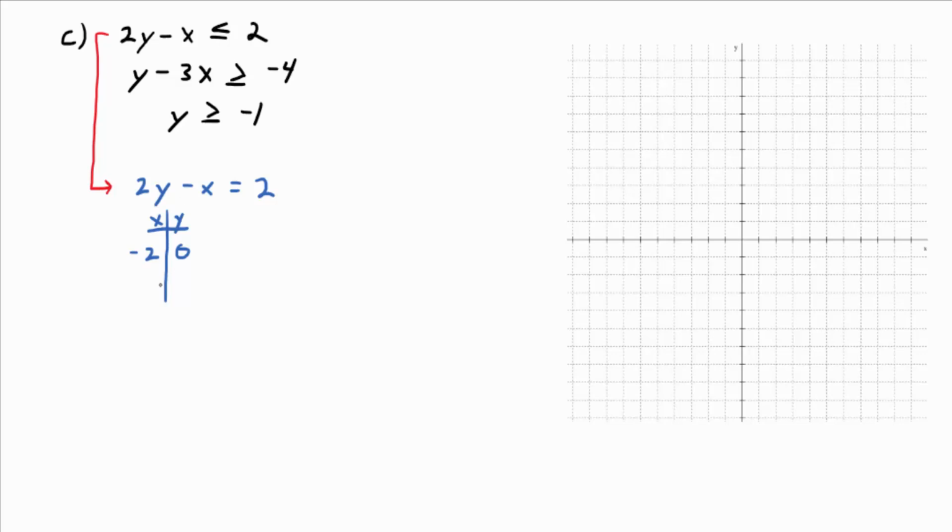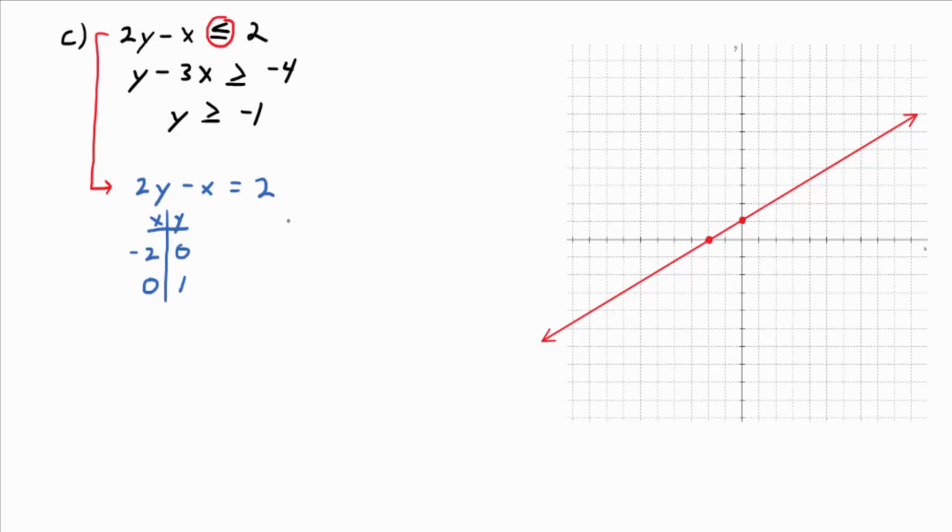If you want your y-intercept, plug in 0 for x. So this guy is effectively gone. 2y equals 2. Divide both sides by 2. y equals 1. So 0, 1 is your y-intercept. So we'll plot both of those. Negative 2, 0 right there, 0, 1 right there. And I graph the line using my line tool. And it is a solid line because of the less than or equal to.